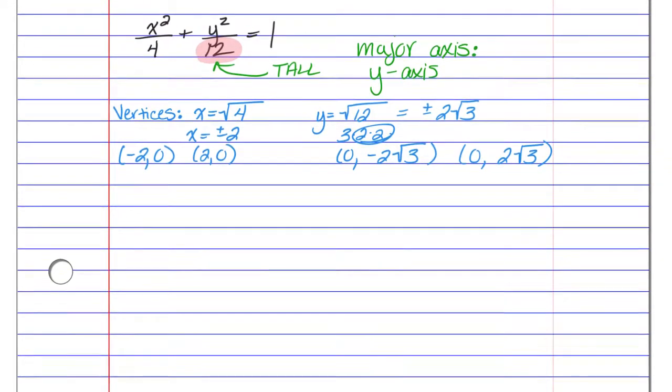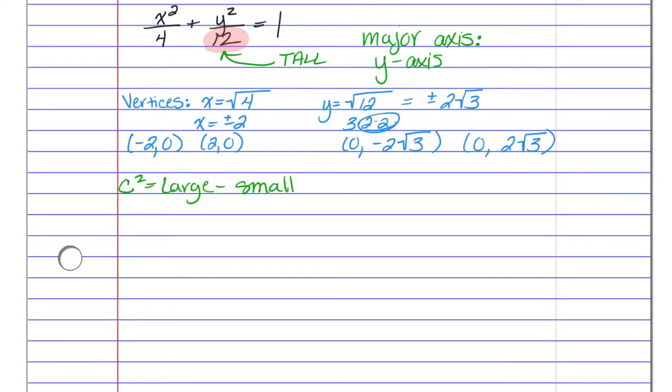From here, we can find our foci, or our c value. So c squared is going to equal my large minus my small, and those are the values underneath my fractions. So c squared is equal to 12 minus 4. 12 minus 4 gives me a value of 8. And if I take the square root of 8, 8 breaks down into 2 times 4, and 4 breaks down into 2 times 2. So my square root of 8 will break down into both plus and minus 2 square roots of 2.